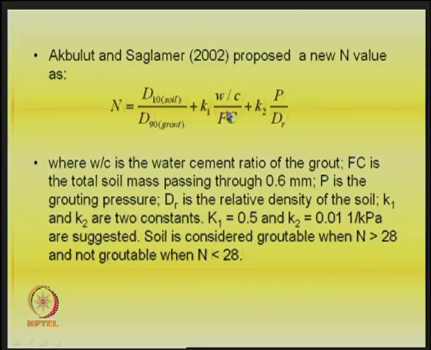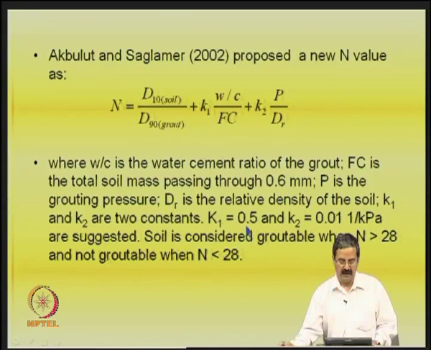One can do some sort of study, and a similar study says that K1, K2 values are in the range of 0.5, and here K2 is 0.01 inverse kPa. Because K2 is coming here, P is coming here. Dr is a percentage, so you have to put in proper dimensions here. K1 does not have units, K2 has units of inverse kPa.